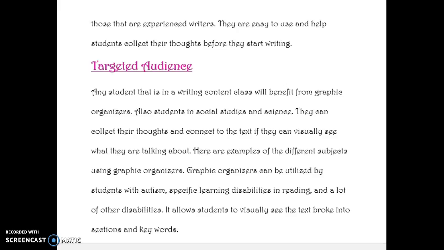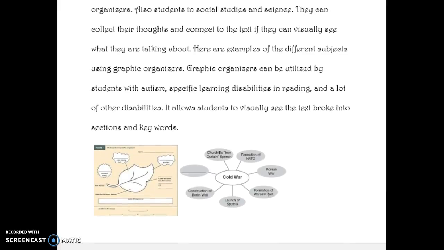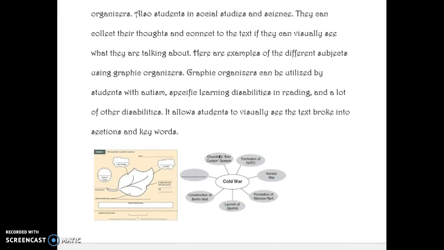I have a few examples of graphic organizers in classes besides reading or writing. Graphic organizers also help students with autism, specific learning disabilities in reading, and lots of other disabilities, because it allows the students to visually see the text broken into sections and keywords.